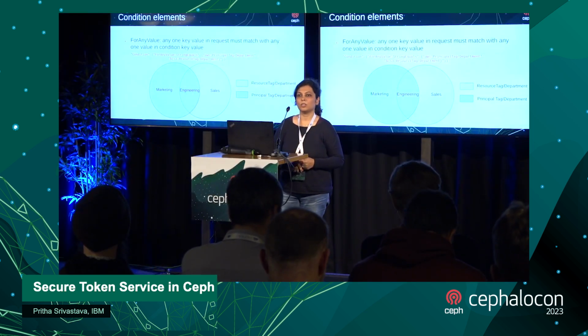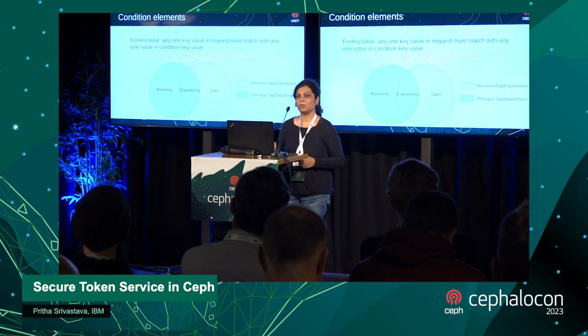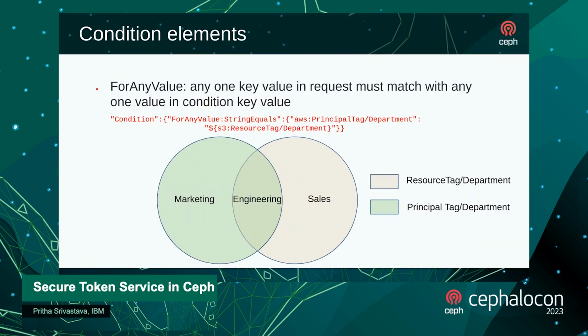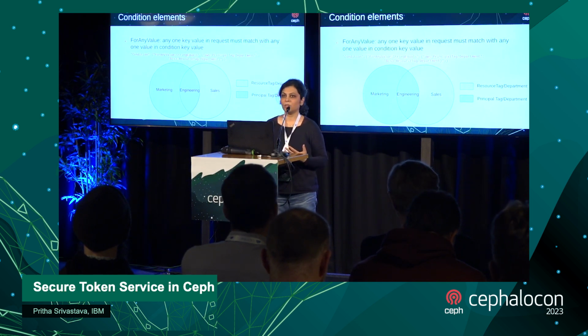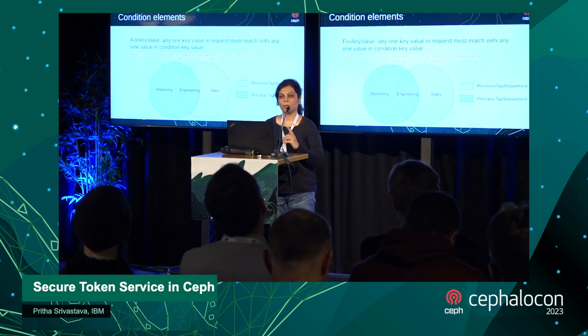Next is another condition element which is known as ForAnyValue, which says that any key value in the request must match with any key value of the condition. So here if you see, the resource tag values are engineering and sales, and the principal key values are marketing and engineering. Now since engineering is common between these two, this condition element evaluates to true, but these values will not evaluate to true for the previous slide's ForAllValues, because the principal tag department is not a subset of the resource tag department.